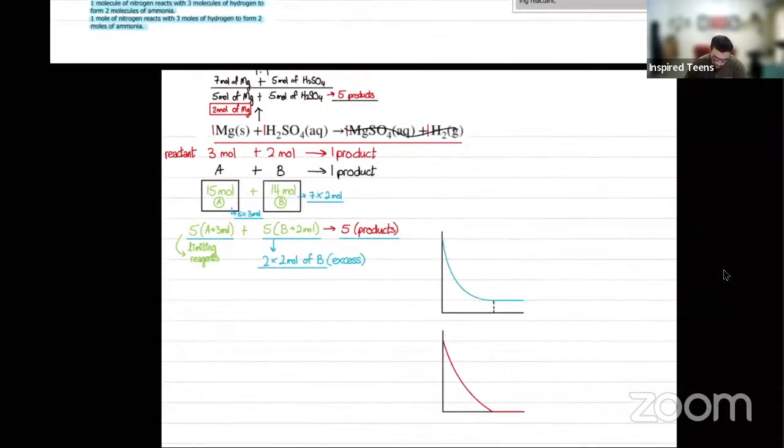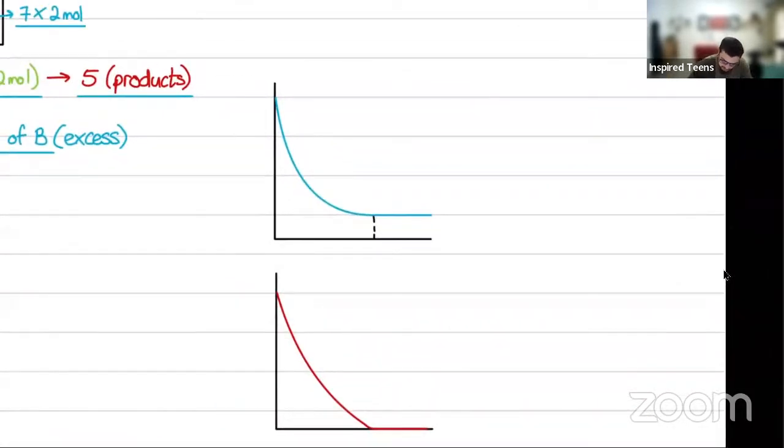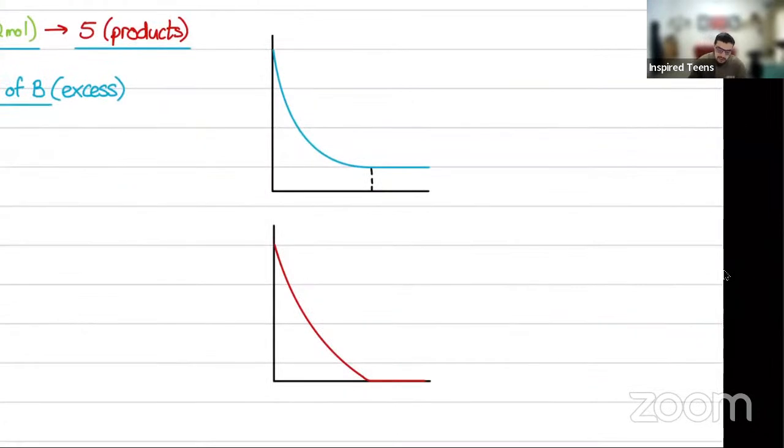Okay, so let's have a look at the graphs. I'm sure you'd be able to guess which graph is for which, but one of these graphs is for excess, and one of these graphs is for the limiting reagent. So this one at the bottom is for the limiting reagent. Limiting reagent, limiting reaction, that's the same thing. Reaction refers to the reaction, reagent refers to the specific reactant. That's the limiting reagent.